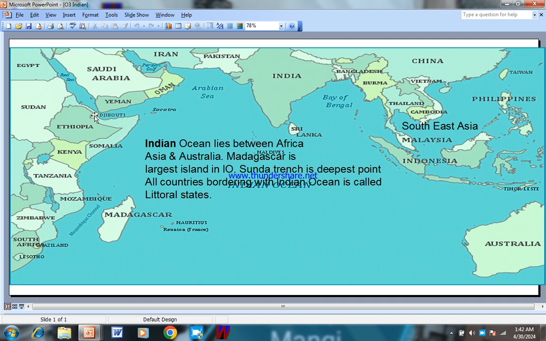This is Yemen, and this is Bab el-Mandeb. This is Oman. This is the Strait of Hormuz. This is the Persian Gulf. This is the Red Sea, and here is the Suez Canal. This is Iran. This is Pakistan. This is India. This is Sri Lanka. This is Bangladesh. This is Myanmar.